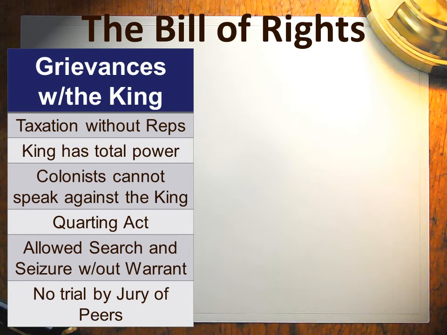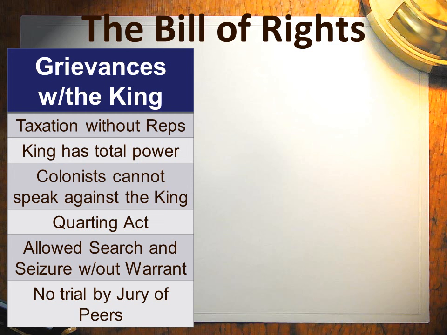Last thing to cover up here, and this is extremely, extremely important. Remember when we wrote the Declaration of Independence, we had grievances with the king. Remember, a grievance is a problem that we had with the king. So our problems were number 1, taxation without representation. Number 2, the king has too much power. Number 3, colonists cannot speak against the king. Number 4, the Quartering Act that the king did.